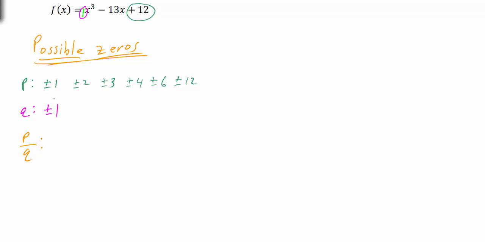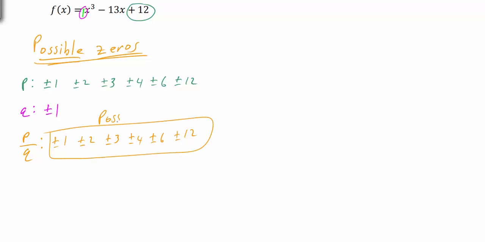So that means I'm going to take 1 over 1, 2 over 1. So notice here, we're just going to end up with plus or minus 1, plus or minus 2, plus or minus 3, plus or minus 4, plus or minus 6, and plus or minus 12. Now, because this q was a 1, then really the possible zeros just turn out to be all of the possible factors of this 12, which is our constant term. So these are all the possible zeros. Now keep in mind, they're not all the zeros, they're just possible zeros.